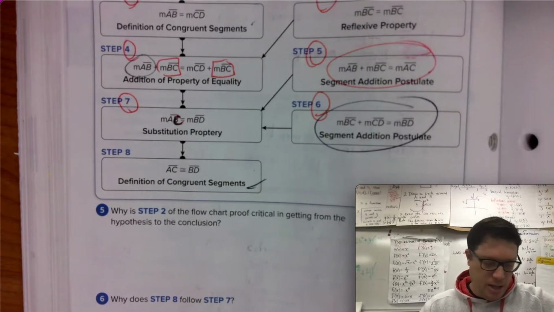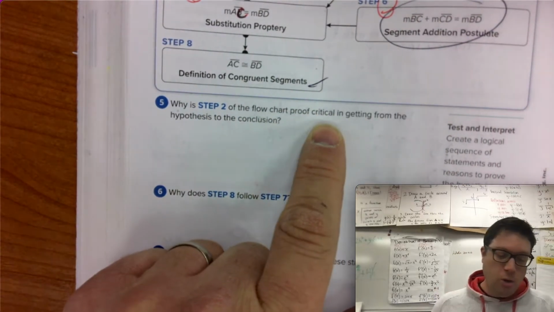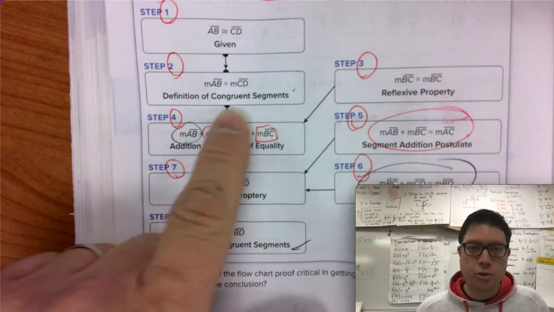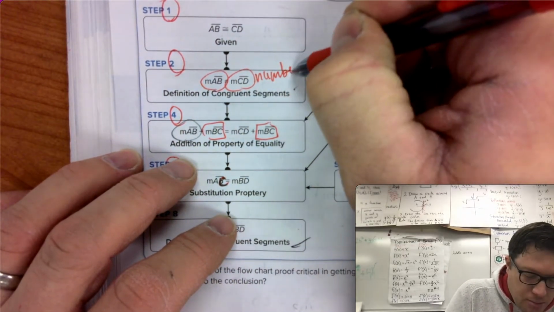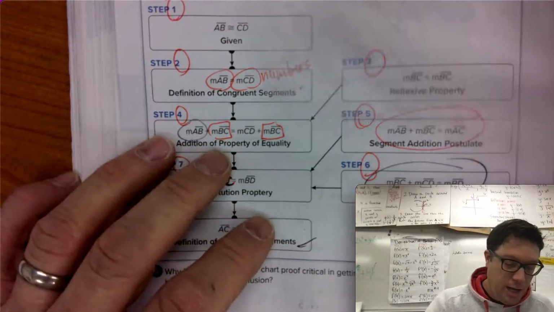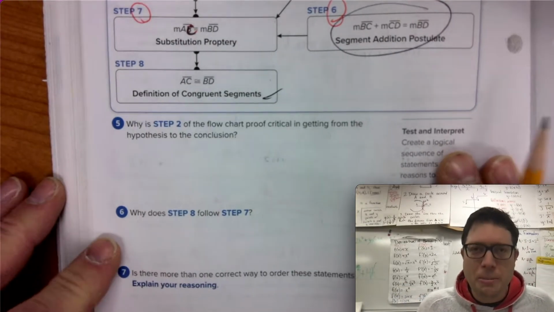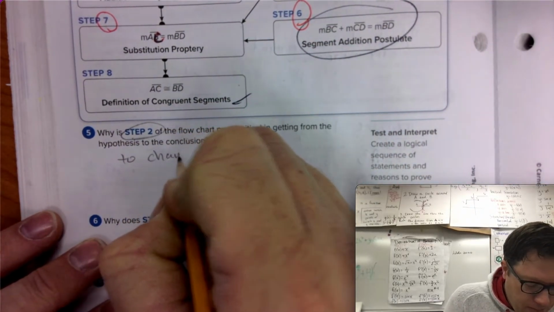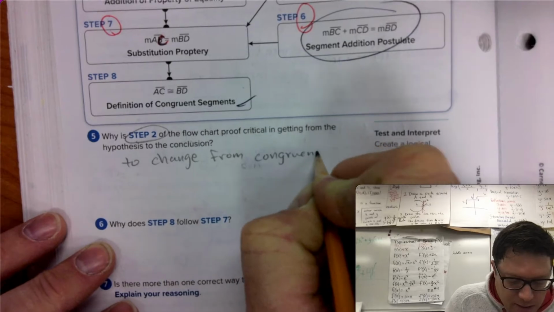I'm going to finish this out, okay, because it's all right here. Why is step 2 of the flowchart proof critical in getting from the hypothesis to the conclusion? Step 2 says definition of congruent segments. And you know what? These are just numbers, right? You can actually measure how long the line segment is. And when you do that, you go from being a congruence statement into a numbers statement. So step 2 is important to change the problem from a congruence to a numbers statement.